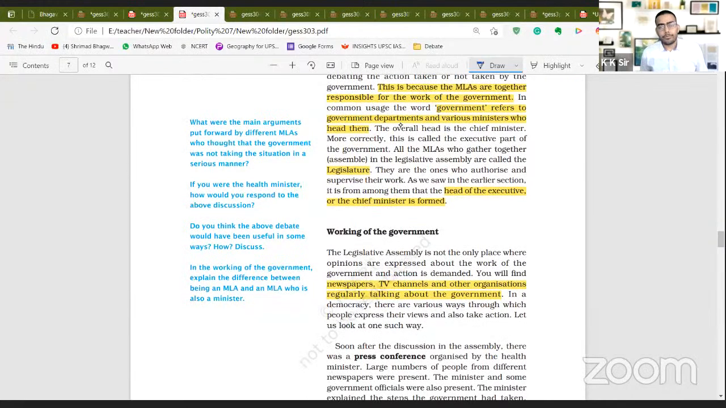So legislatures we understood, and executive we understood. So the chief minister is called the head of the executive.